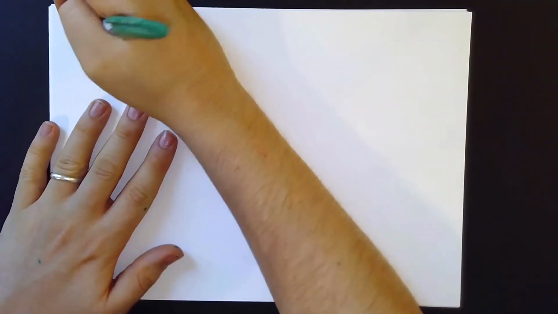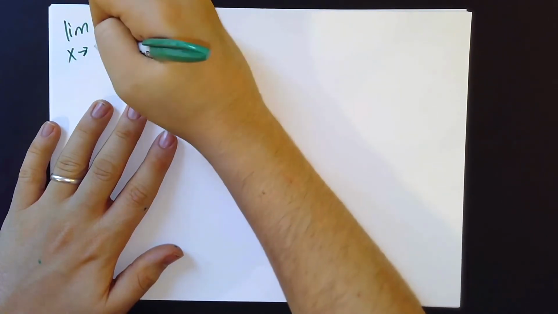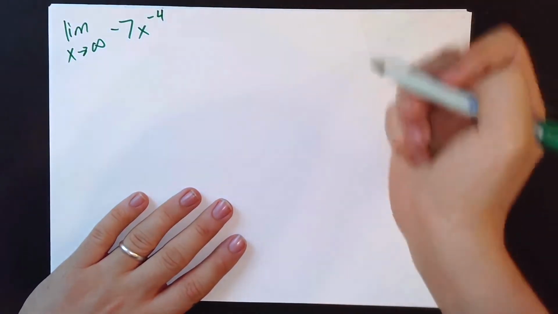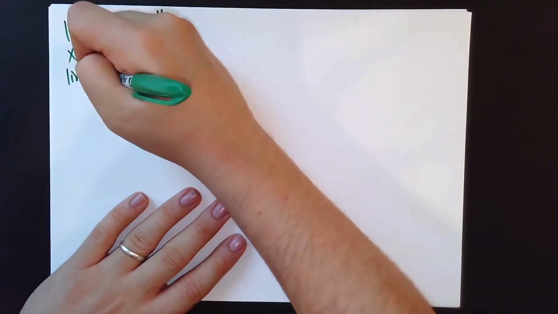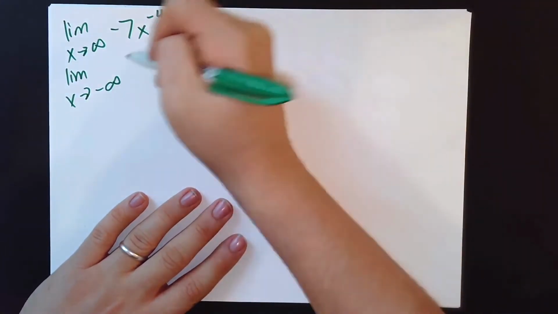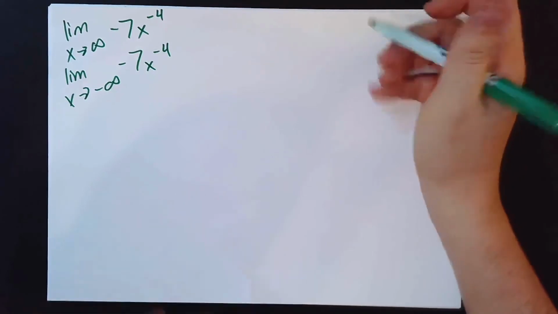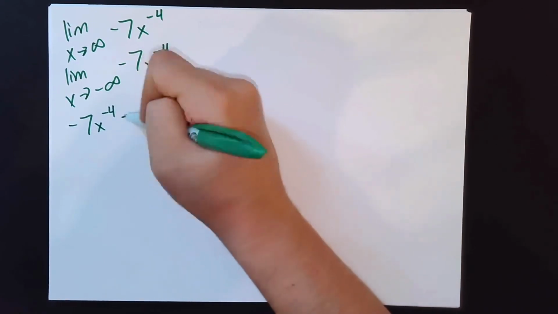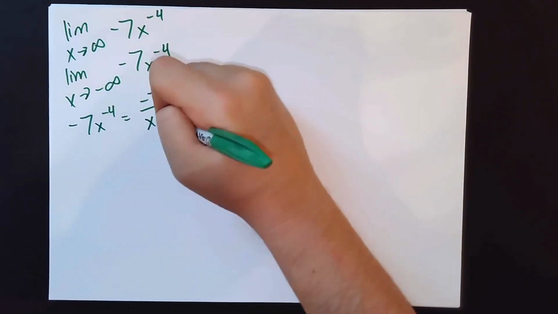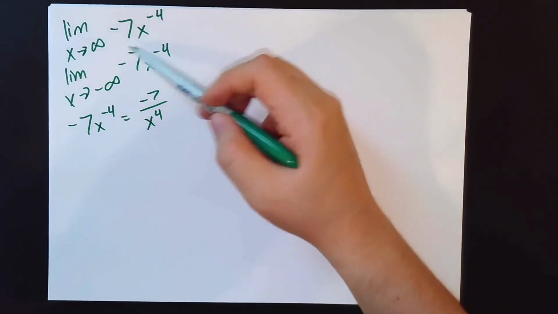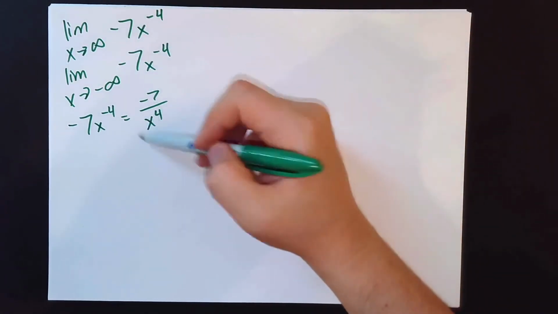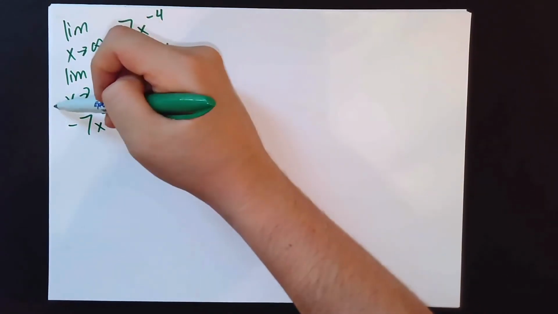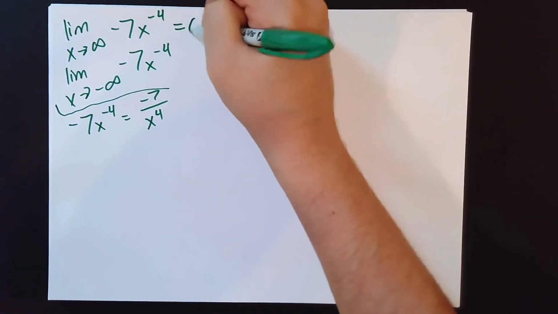What if I took something like the limit as x goes to infinity of negative 7x to the minus 4th? Or the limit as x goes to minus infinity of this. What are these going to be? Well, remember, minus 7x to the minus 4th, that's the same thing as minus 7 over x to the 4th. So if I take a huge input, that's going to make the denominator huge, but the numerator is still minus 7. And so exactly like the x to the minus 1, these limits are both 0.